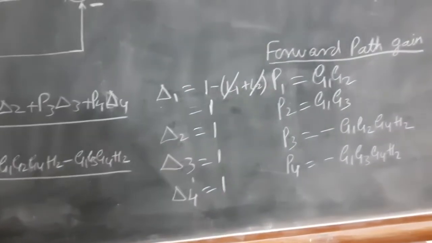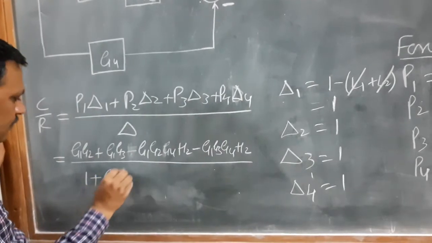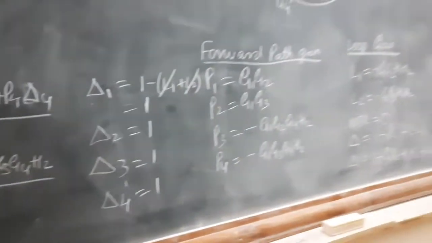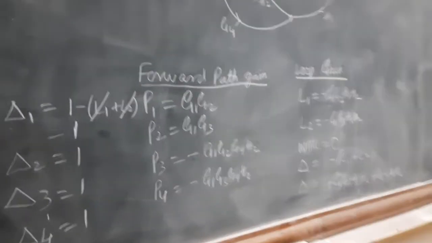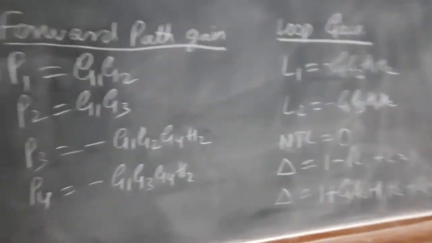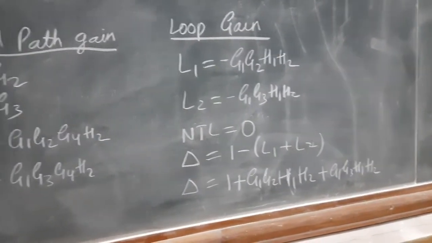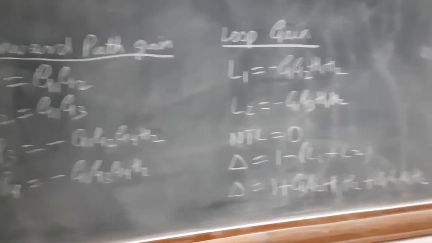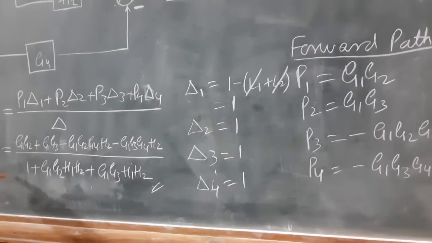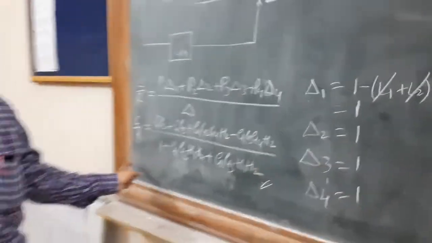Delta is 1 plus G1 G2 H1 H2 plus G1 G3 H1 H2. This is the final answer. This is the C by R. This is the final answer.